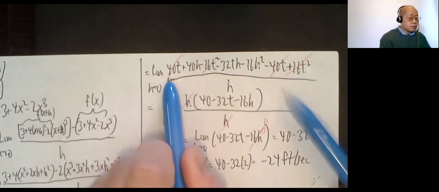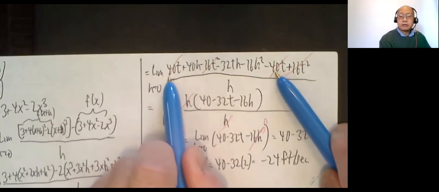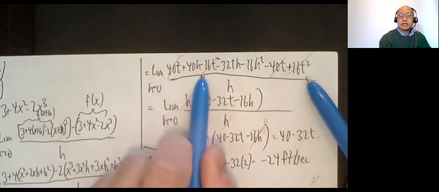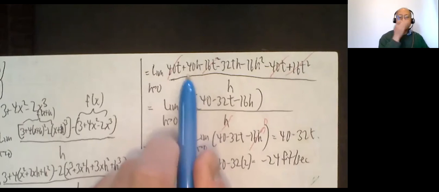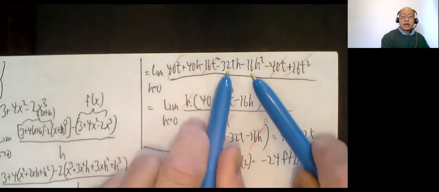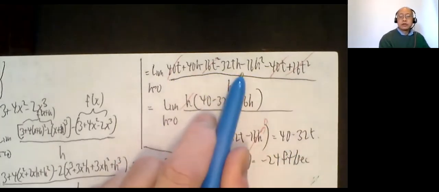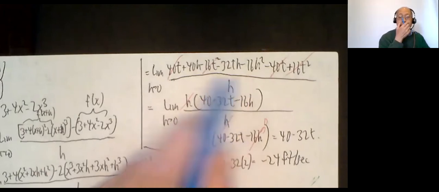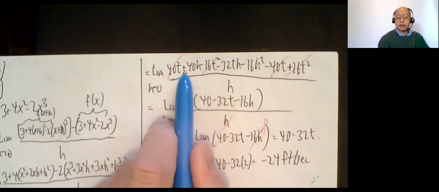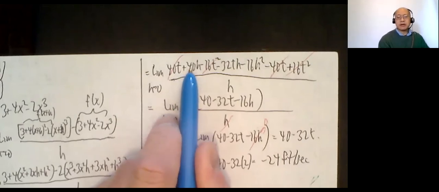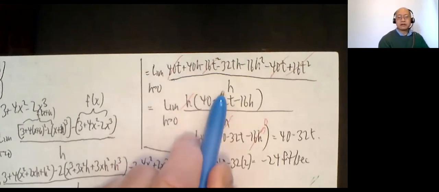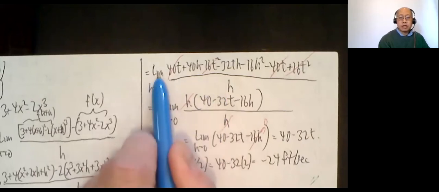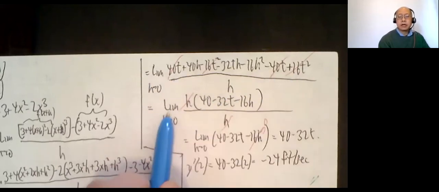All right, so 40t cancels out. 16t squared cancels out. So I have that one, and that one. 1, 2, 3 terms. What do they all have in common? H. That's going to be a recurring theme. You can pretty much bank on it. There's going to be an H because you know you got to cancel that H there. Okay, so gone, gone, gone, gone.